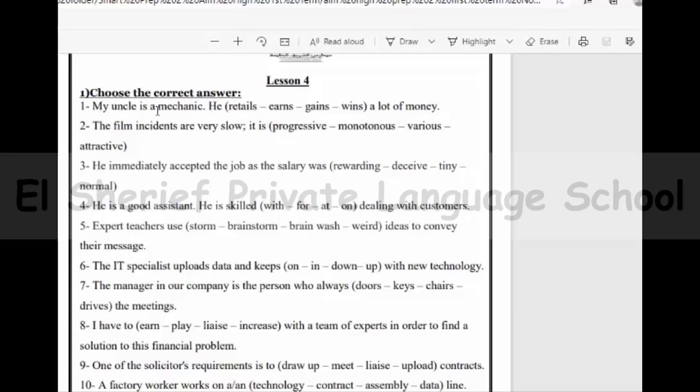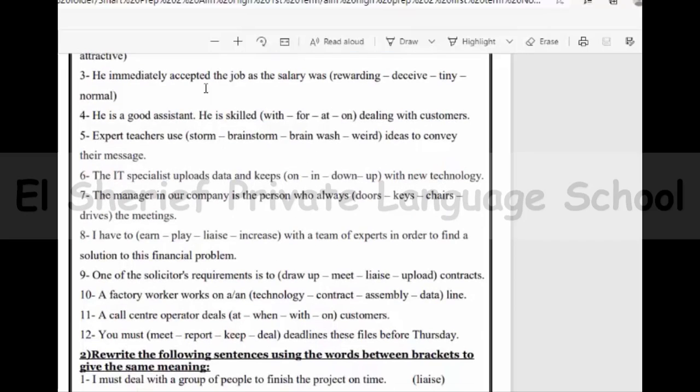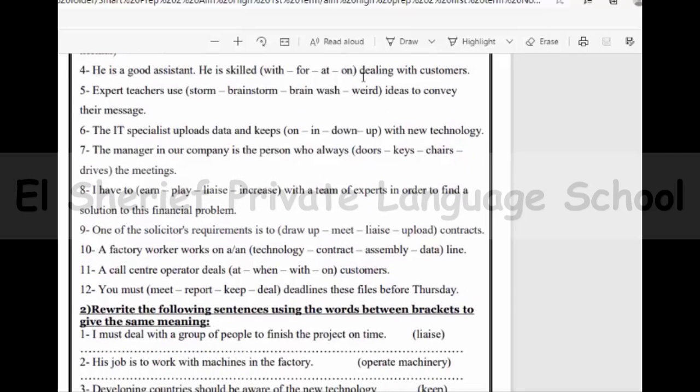Number 1. My uncle is a mechanic. He a lot of money. So I want to say that he gets a lot of money out of his job. So earns. So my uncle is a mechanic. He earns a lot of money. Number 2. The film incidents are very slow. It is monotonous. Something that's not changing. Something that's boring. Number 3. He immediately accepted the job as the salary was rewarding. Something that would satisfy you.